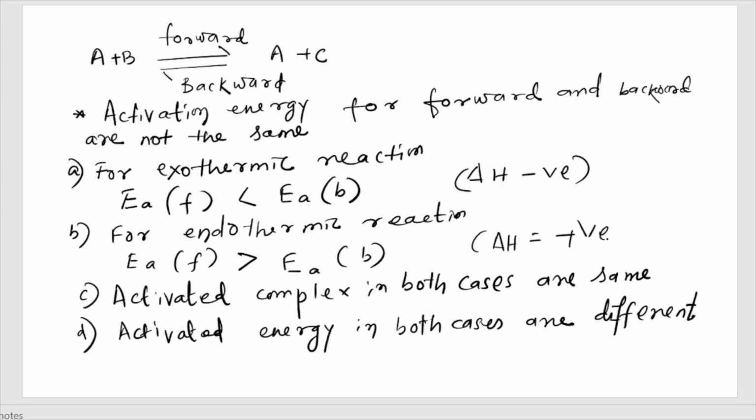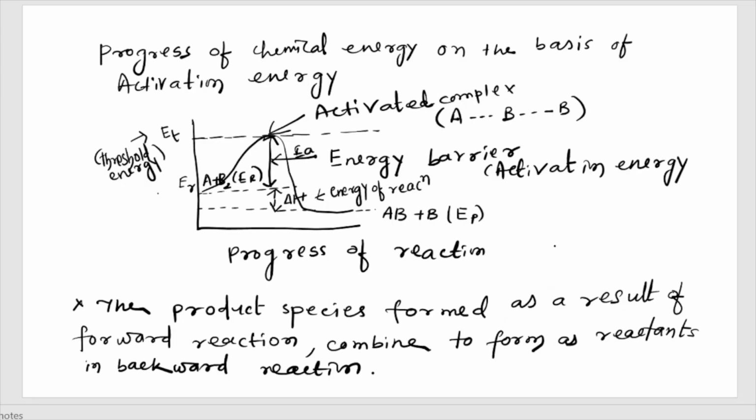So here, in an exothermic reaction delta H is negative, that is why the backward activation energy is more, and in an endothermic reaction the forward activation energy is more. The activated complex in both cases is the same, but the activation energy is different. Remember, the activated complex is formed the same, but the activation energy is different for forward and backward reactions.